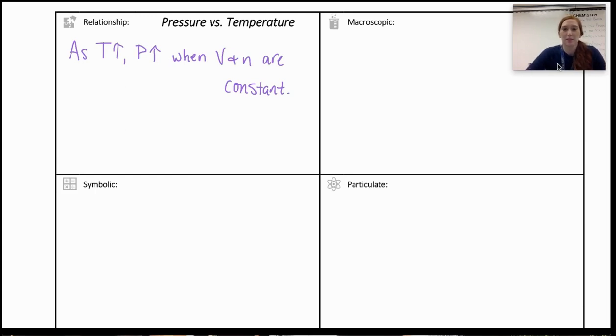We're back with more gas relationships, and this time we're looking at pressure versus temperature. This relationship is defined as when temperature increases, pressure increases, when the volume and the moles, or the amount of gas, are constant. A macroscopic example of this would be the can versus gas. We actually looked at this in the opposite way. In this case, you had the can that was heated, it was flipped over into the ice water, and the pressure decreased on the inside of the can, which is why it imploded.